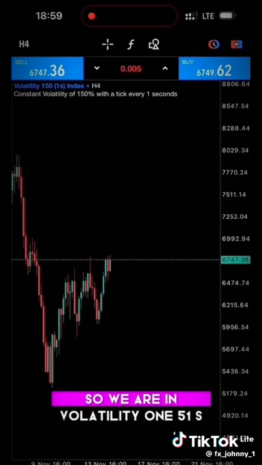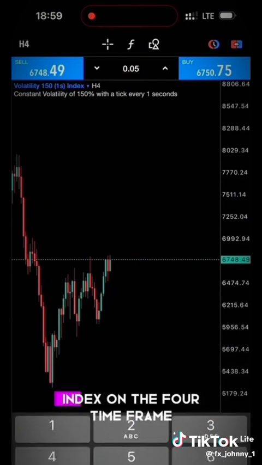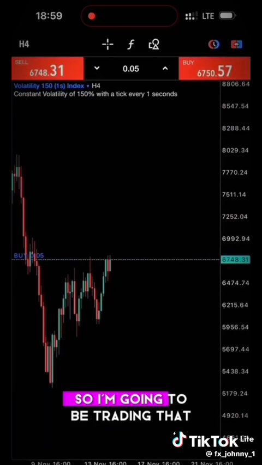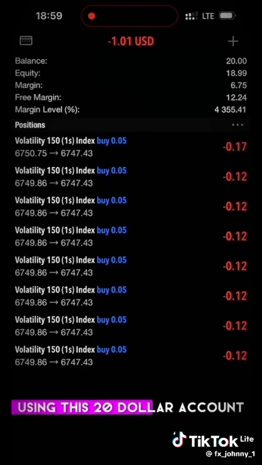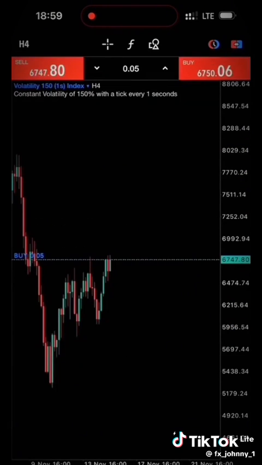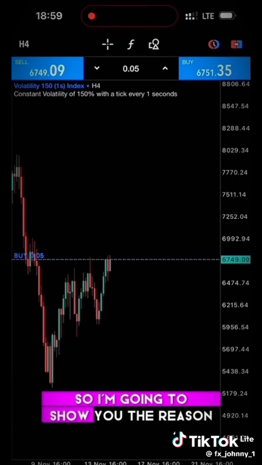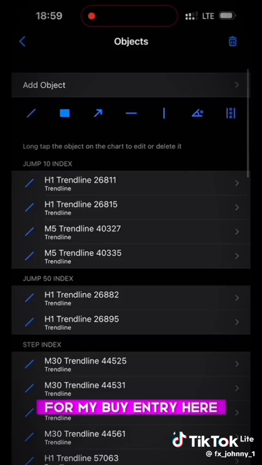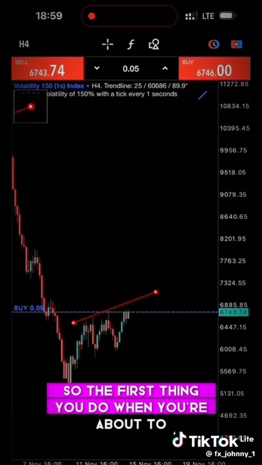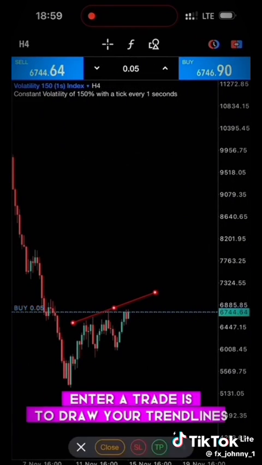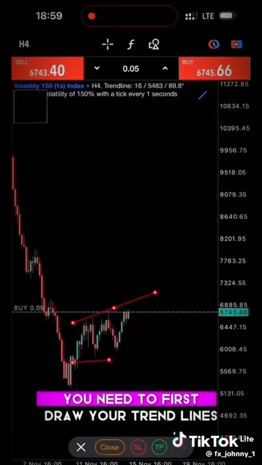So we are in volatility 151S index on the 4-hour time frame. So I'm going to be trading that using this $20 account. So I'm going to show you the reason for my buy entry here. So the first thing you do when you're about to enter a trade is to draw your trend lines. You need to first draw your trend lines.